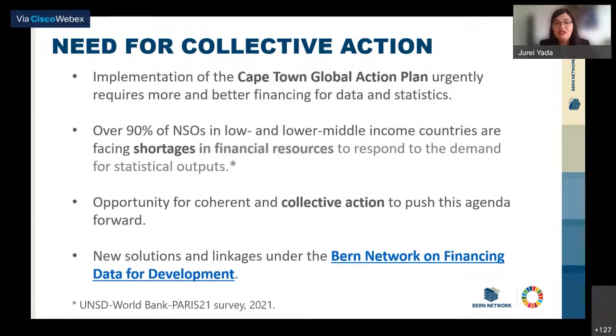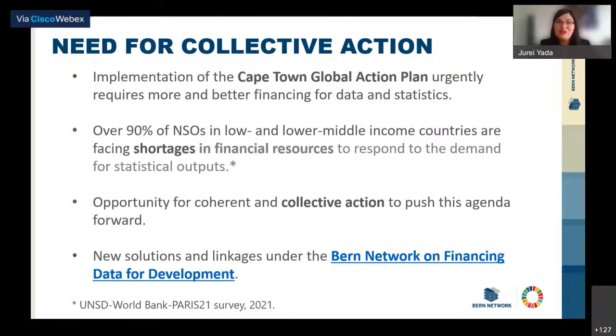And as a matter of fact, in a recent survey from this summer, run by UNSD, the World Bank, and Paris 21, we saw that over 90% of NSOs in low and lower middle income countries are currently facing shortages in financial resources to respond to the demand for statistical outputs. So I think this really highlights that we urgently need not only more financing, both from domestic resources but also external sources and aid providers, but also more efficient and, let's say, smarter financing, so the limited resources, especially in the current pandemic environment, can go farther.